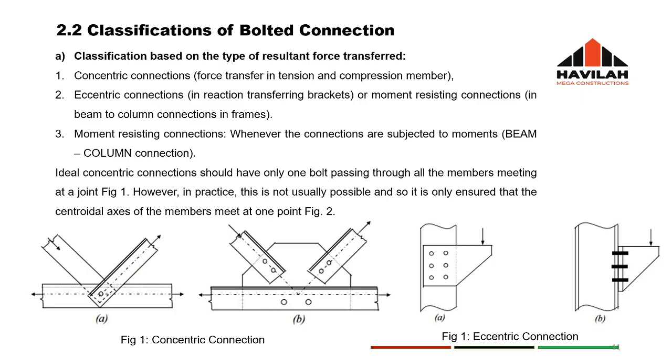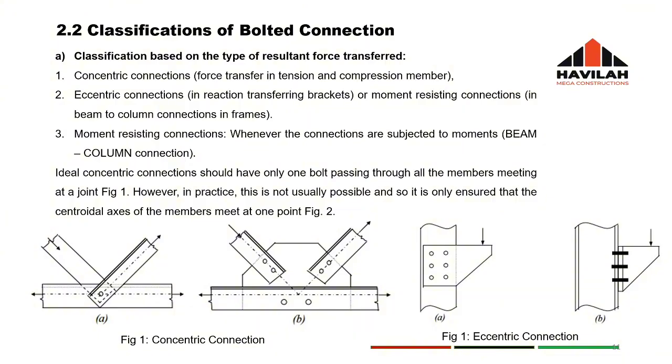This is also termed an eccentric connection, so we might not have to call it the third one. Sometimes, in the case of beam to column connection, like I said earlier, it produces moment and is treated as such. So in ideal concentric connections, which is the first one we discussed, we should only have one bolt passing through all the members meeting at a joint.